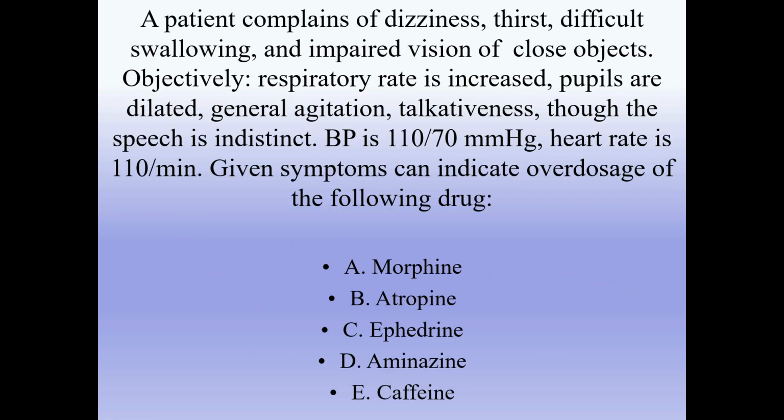A patient complains of dizziness, thirst, difficult swallowing, and impaired vision of close objects. Objectively, respiratory rate is increased, pupils are dilated, general agitation, talkativeness, though the speech is indistinct. Blood pressure is 110 systolic, 70 diastolic. Heart rate is 110 beats per minute. Given symptoms can indicate overdosage of the following drug. Please memorize these manifestations because these are the symptoms of overdosage of atropine.